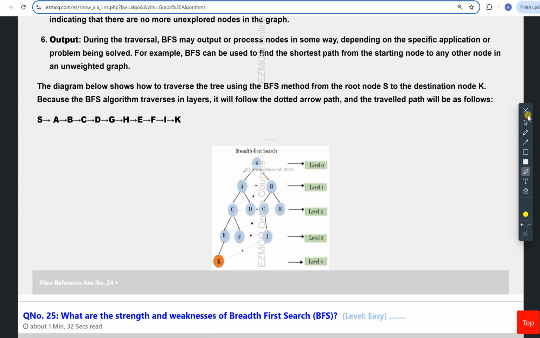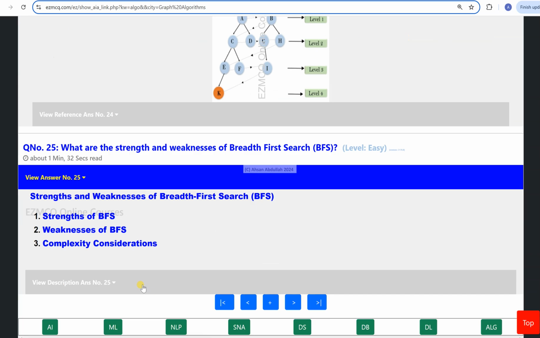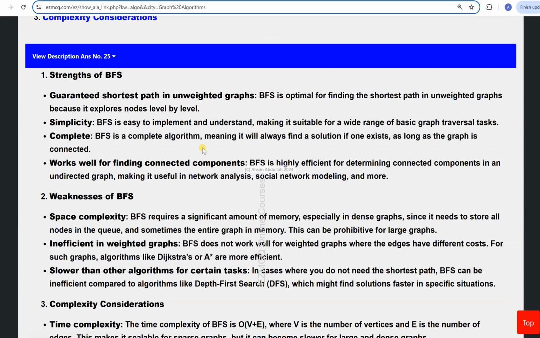Now the breadth first search also has its strengths and weaknesses. The strengths are that it guarantees the shortest path in an unweighted graph. It's very simple to implement and understand. And it's a complete algorithm. Complete means that it finds a solution if one exists, as long as the graph does not have disconnected components, or a forest. It works well, and of course, it can also find connected components, for example for network analysis, social network analysis, social network modeling, and so on. So what are the weaknesses? It requires a significant amount of memory to work with, especially for dense graphs.